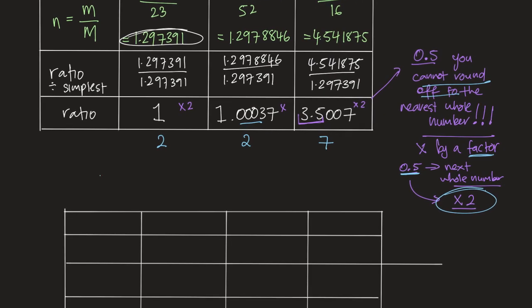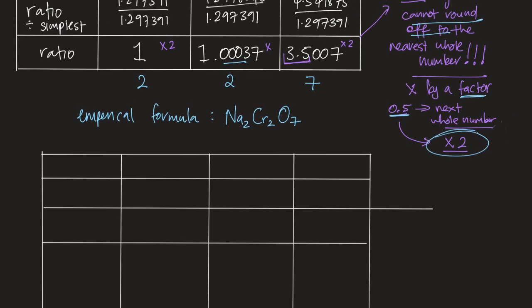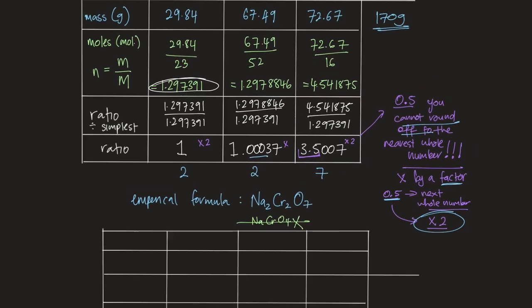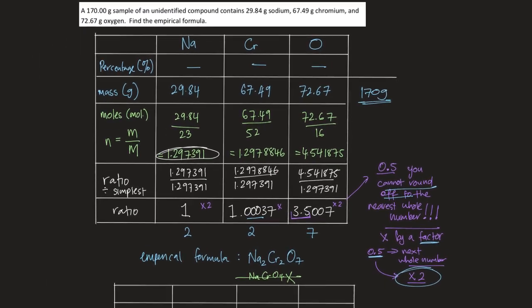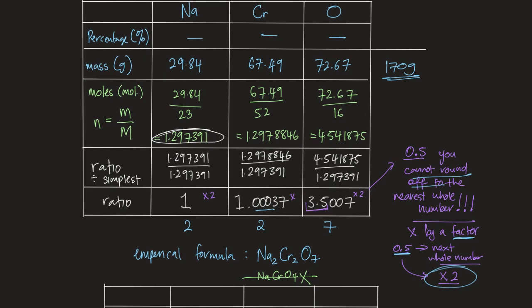All right, so the empirical formula for this one is going to be Na2Cr2O7. Now, if you had rounded it off, you would have had NaCrO4, and that is incorrect. That is not even a thing. So please make sure that when you're doing this, there are different rules, there are different things going on. You need to pay attention to the theory behind it when you're doing these types of calculations.